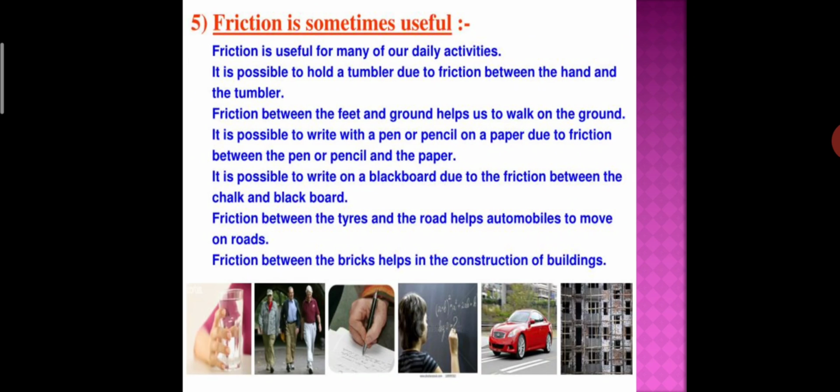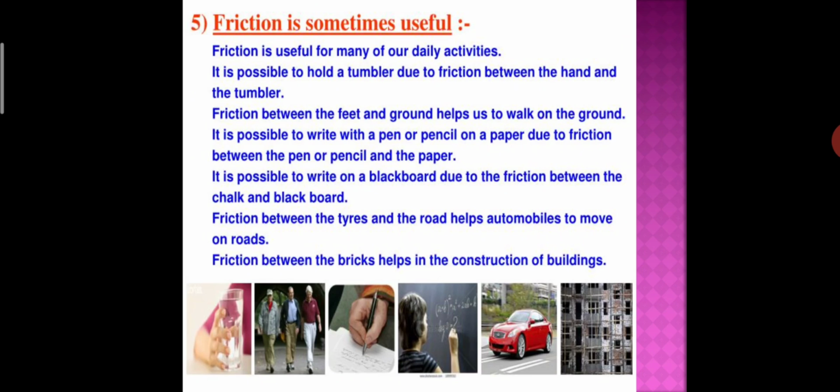Now, how can we say that friction is sometimes useful for us, or what are the advantages of friction? Friction is useful for many of our daily activities. For example, it is possible to hold a tumbler due to friction between the hand and the tumbler. If you want to hold the tumbler, you can because of friction. Friction between the feet and the ground helps us to walk on the ground.